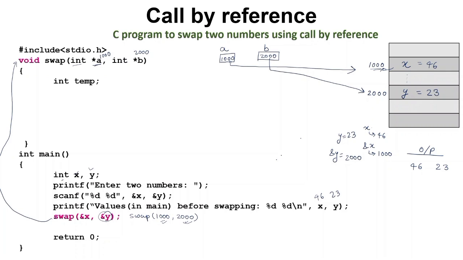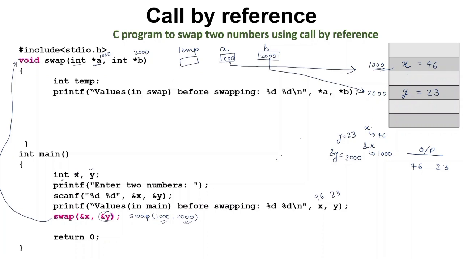Now int temp. So we take a temporary variable in the swap function itself, the temporary variable temp. So what is in the temp? We print on the screen values in swap before swapping, at a. What does star a mean? Star a means value at a. Alright. So what is the value? What does a mean? A.